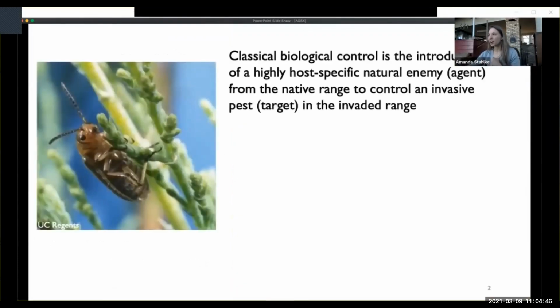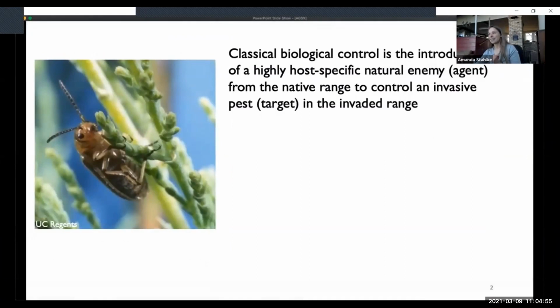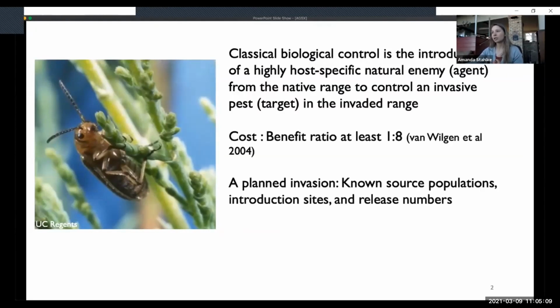To start, biocontrol, specifically classical biological control, is the introduction of a highly host-specific natural enemy, an agent, from the native range of an invasive species to control that pest or the target in the invaded range. And this is an important tool for resource managers with a cost-benefit ratio of at least 1:8.